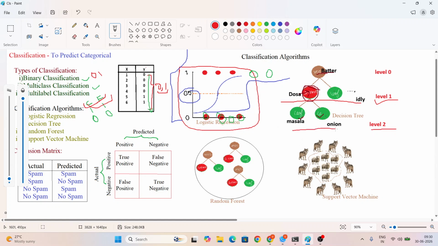That is what I'm saying: we can only choose dosa and idli at level 1. Yes, we can go to level 3 also, depending on their choices, their decision making. Have you got my point?